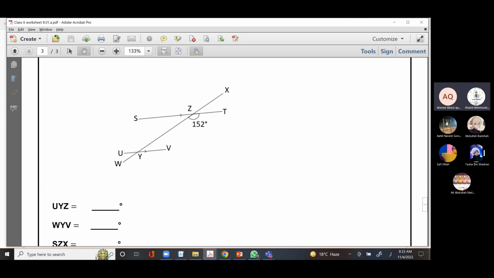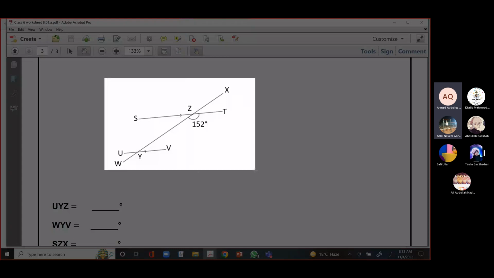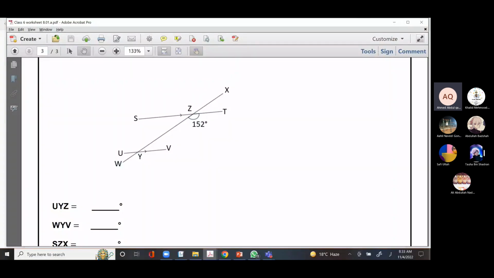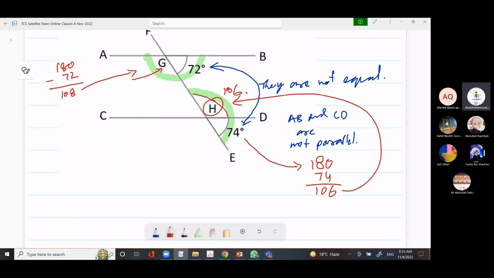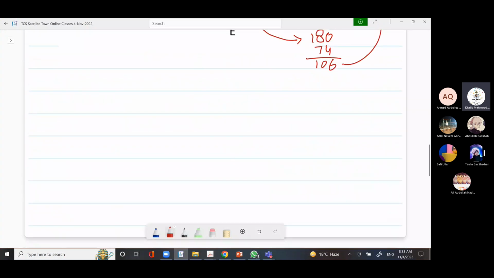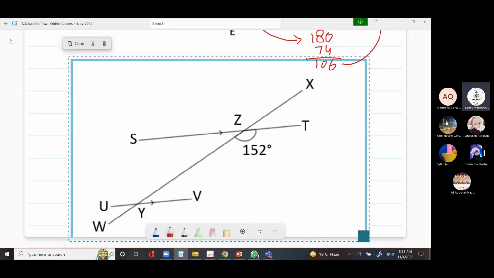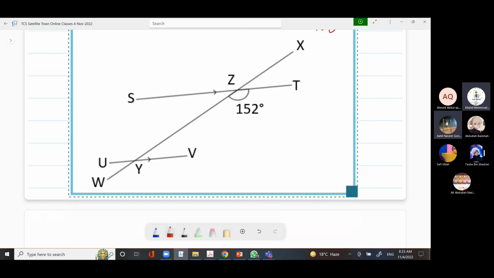Now there is a parallel line. You see why this is a parallel line? Yes, sir, it is because they have arrows. Arrows are there, that's why. So now this is a parallel line.